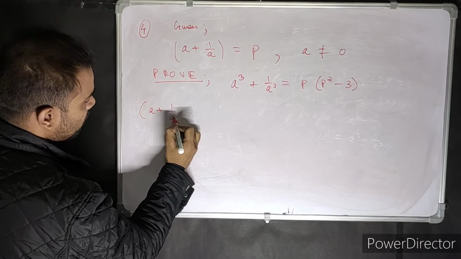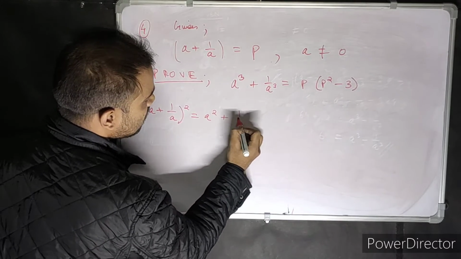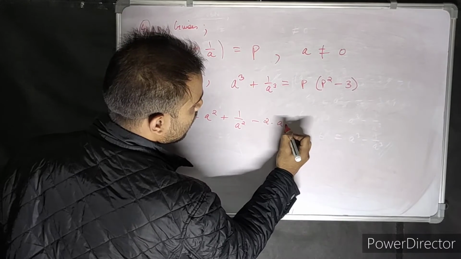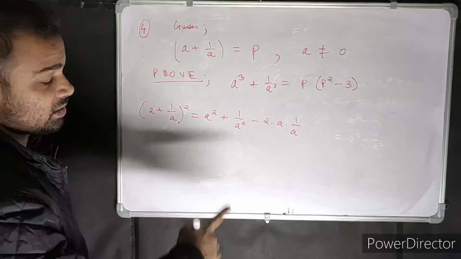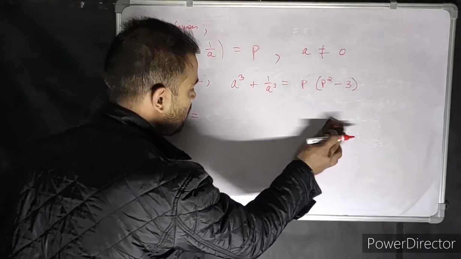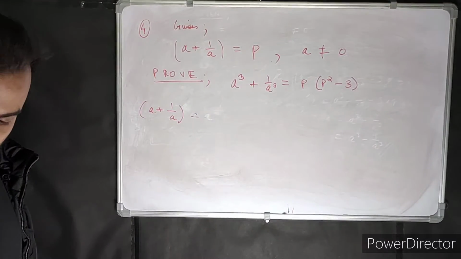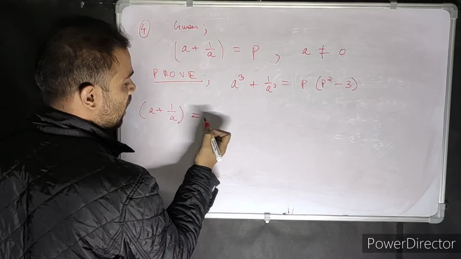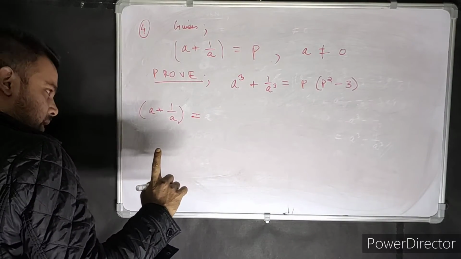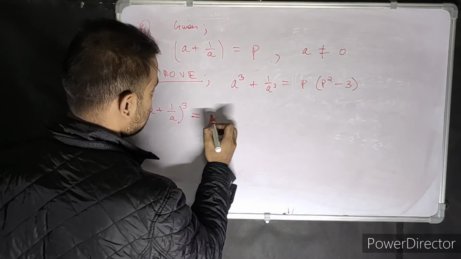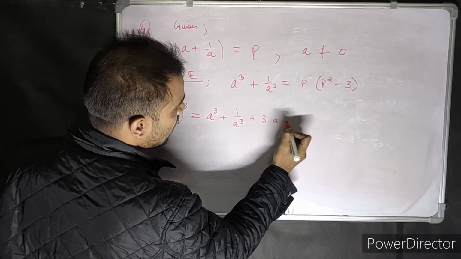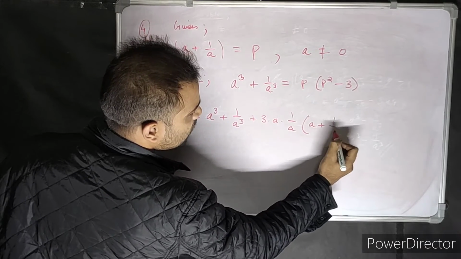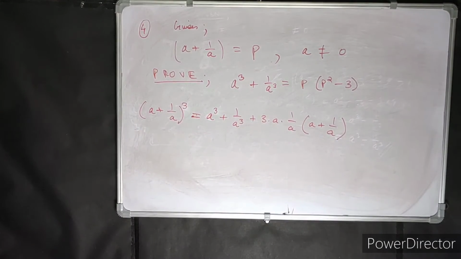Take that and cube it. That is a cube plus 1 by a cube plus 3 into a into 1 by a into a plus 1 by a. Oh, that's cube, a big mistake. Rub it off, cut it out. See first and then copy later on. That's why you should not make a mistake. Small ones: a cube plus 1 by a cube plus 3 into a into 1 by a into a plus 1 by a.